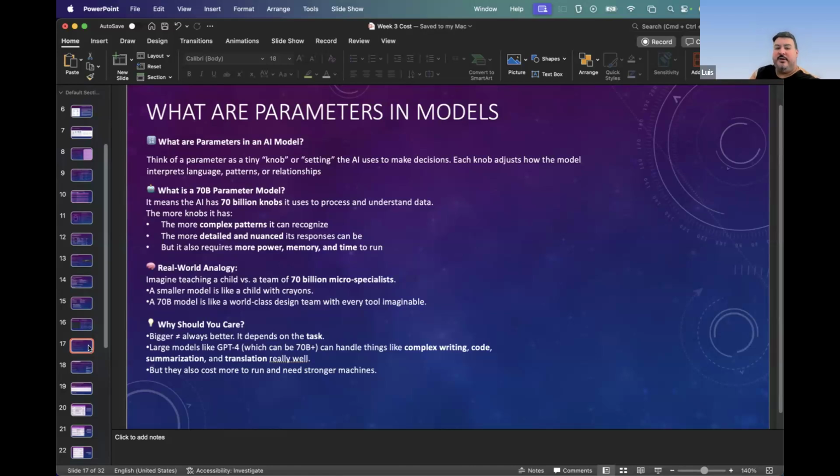Bigger does not always mean better. It also depends on the tasks. The example I gave on Wednesday was, we know that OpenAI has their ChatGPT 4o model. It doesn't say how many parameters it has, but we can assume it's at least a 405 billion parameter model because of how smart it is.